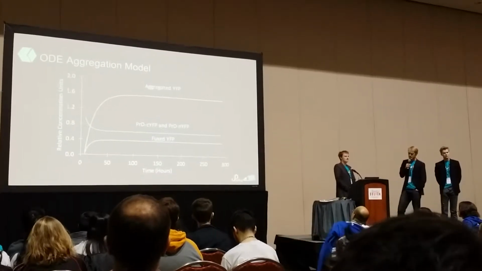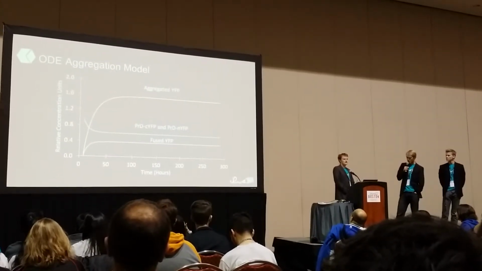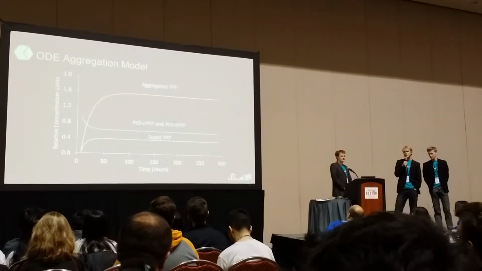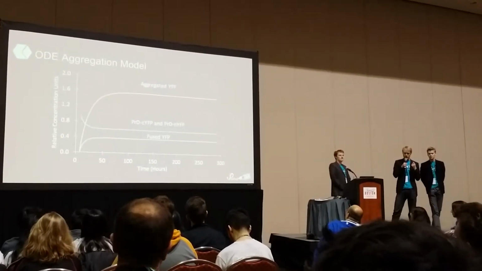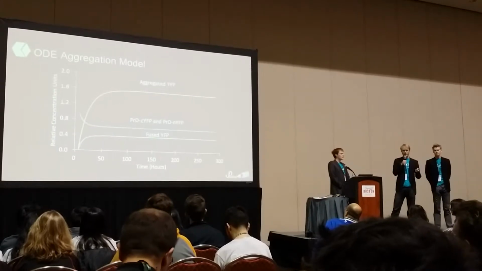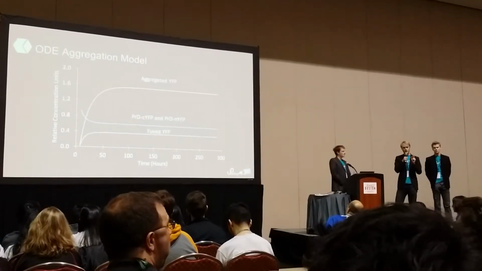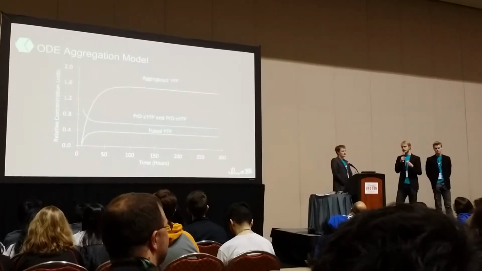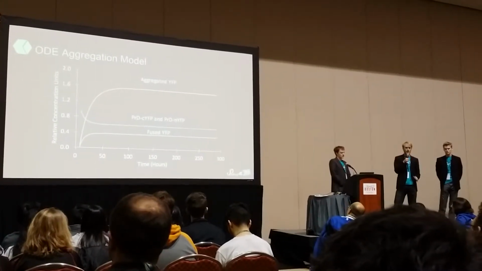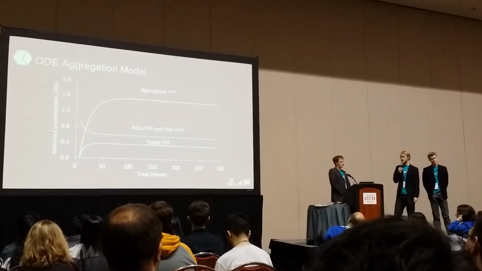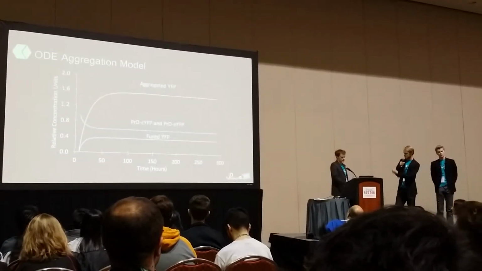So the first thing we did here is we created an ordinary differential equation model. And the purpose of this was we wanted to be able to tell the ratio of free-floating YFP halves, free-floating complete YFP, and YFP which is involved in aggregate. So our system only affects the YFP that actually joins the aggregate, so it's critical that we can understand this.